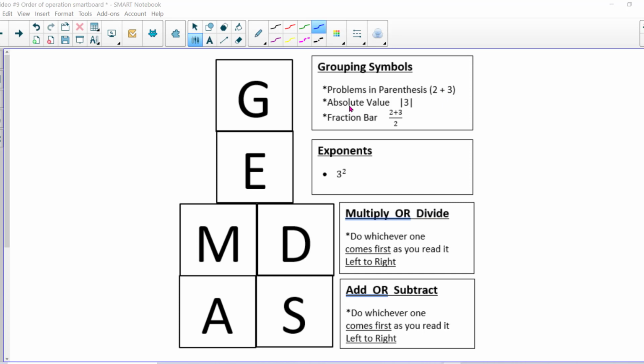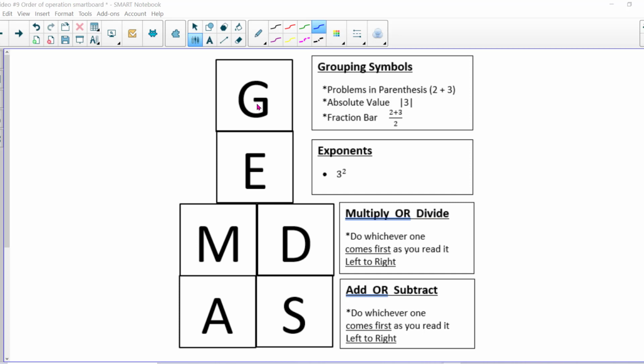Another thing that could be included in the grouping symbols is absolute value that we've learned about recently. So if I had a problem that had the absolute value, I would solve that in this first step in grouping symbols. Or another thing could be a fraction bar. If you notice this, it has an operation to do in the numerator, 2 plus 3. And then that fraction line means to divide. So before I can divide by 2, I'd have to do the grouping part of 2 plus 3. So all of these things would be done first. If a problem has anything with grouping symbols, that gets done first, no matter where it is in the problem.